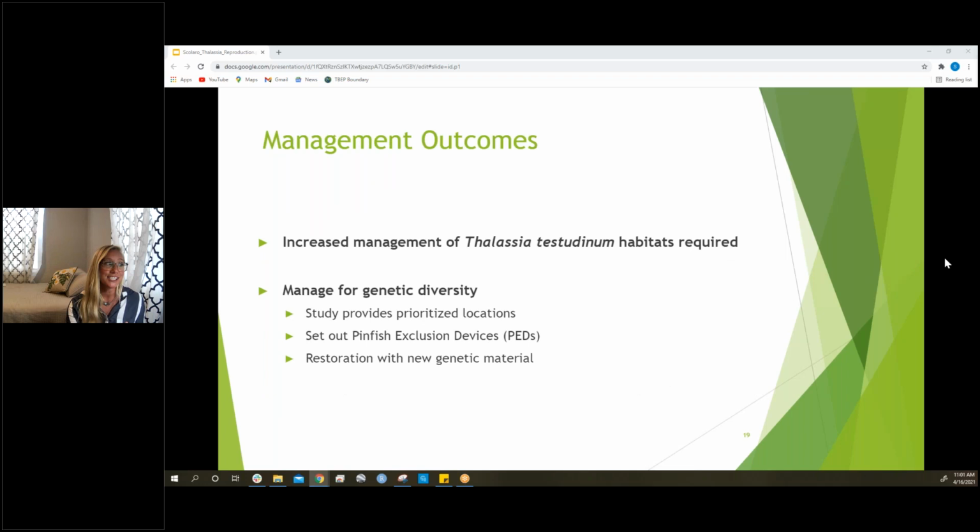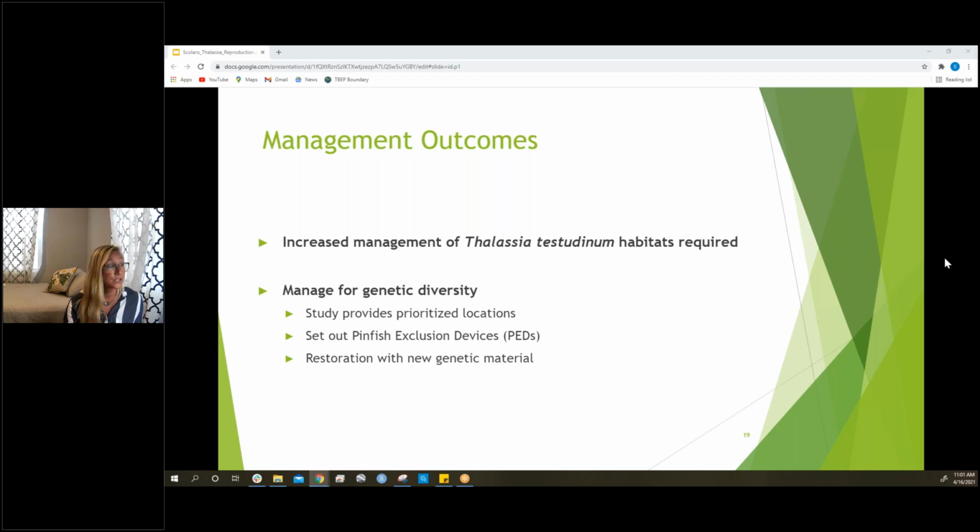So this study reveals that while we have made significant strides and achieved many successes in Tampa Bay, management to protect these habitats is far from complete. We need to increase management and begin managing for genetic diversity.